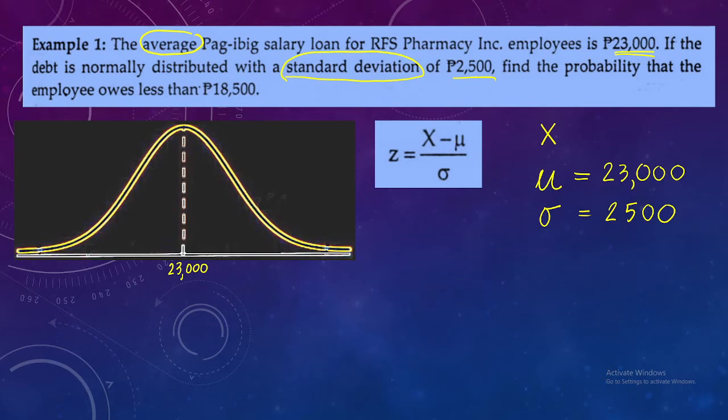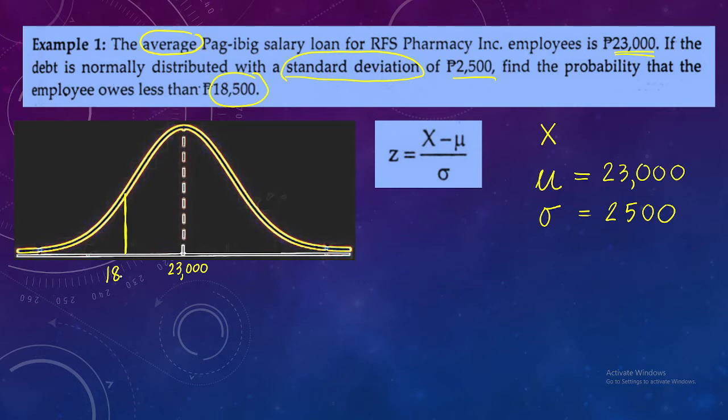So where is 18,500 in our normal curve? Is it found at the left of 23,000 or is it found at the right of 23,000? As you all know, 18,500 is less than 23,000. So I'll be plotting 18,500 over here because it is less than 23,000.